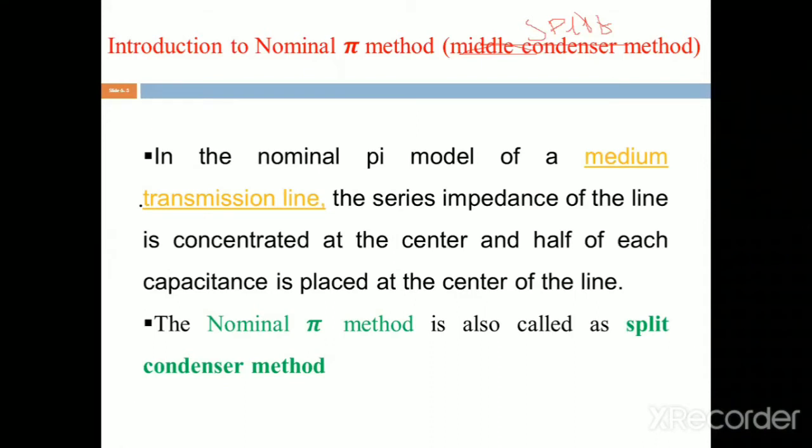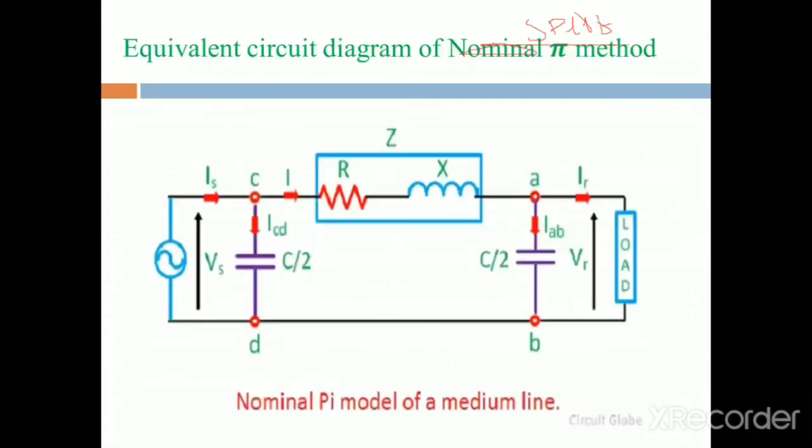Okay, next one is the equivalent circuit diagram of a nominal T method. This is the equivalent circuit diagram. In that case, the capacitance is split: that is C by 2 and also C by 2.